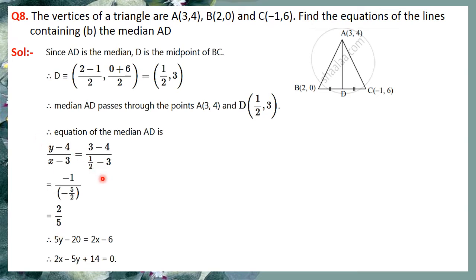Now, cross multiply the denominators. So, 5 into (y minus 4), that is 5y minus 20, is equal to 2 into (x minus 3), that is 2x minus 6. So, 2x minus 5y plus 14 is equal to 0 is the required equation.